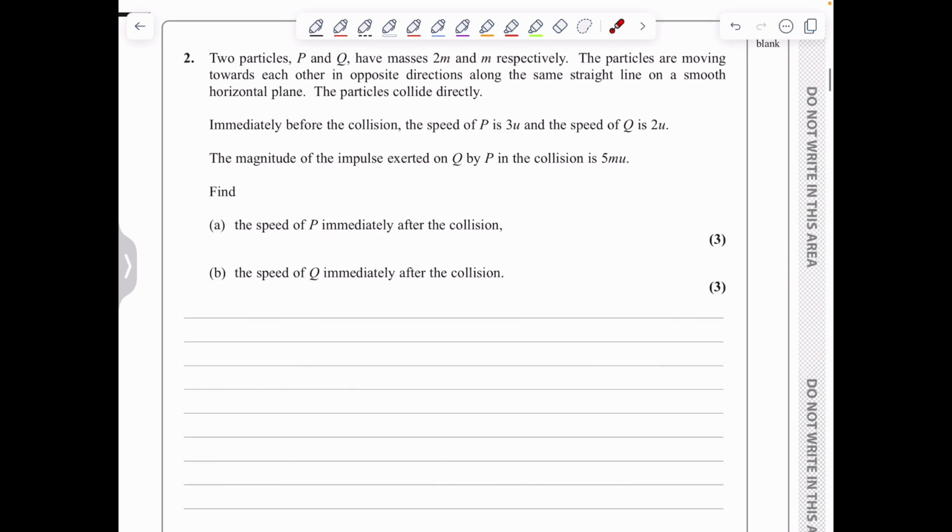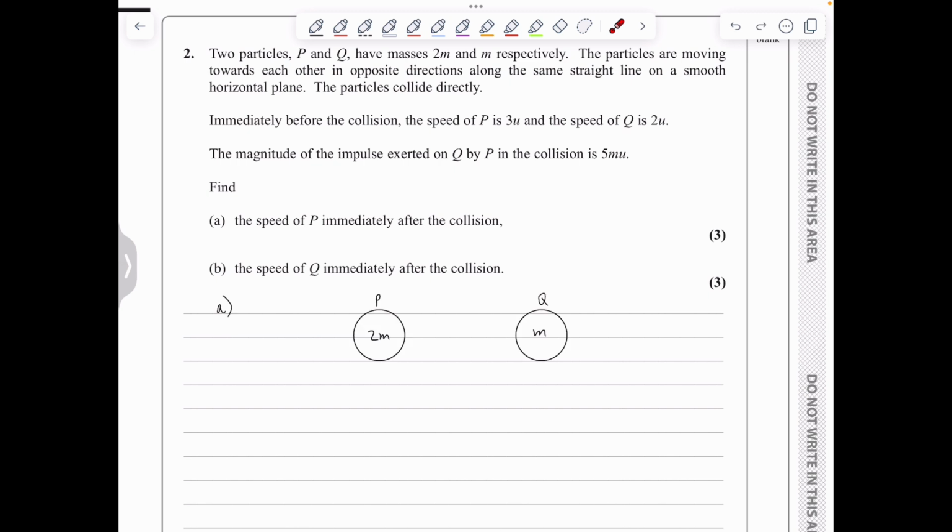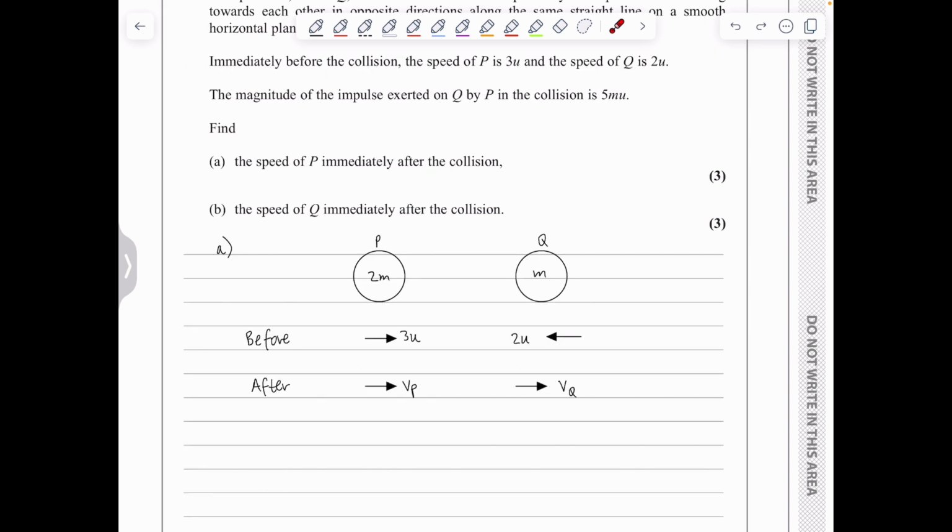Well, the first thing to do is draw a diagram. We've got the two particles with the corresponding masses. Now, before colliding, they were moving towards each other with speeds of 3u and 2u respectively. And after the collision, we will assume that they are both moving to the right with speeds of vp and vq respectively. And we will let the mathematics determine whether the assumption that they are both moving to the right is indeed correct.